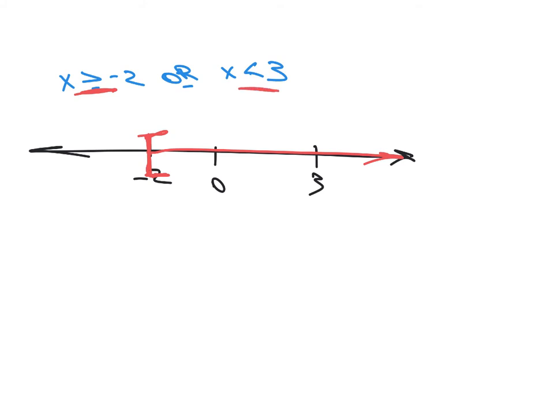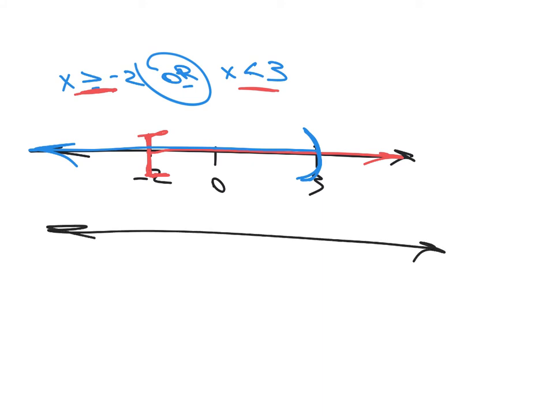So x is less than 3 would be rounded, and if it's less than 3, it would be that way. So again, because of the or, it's going to include all points that are included in both of these. And in this case, it would be everything to the left, everything to the right. So therefore, our number line would be like this, and our graph would include all numbers. And our answer in interval notation is negative infinity to positive infinity.